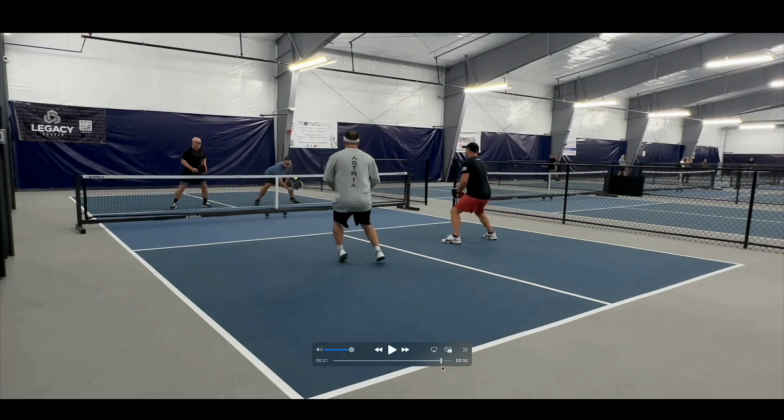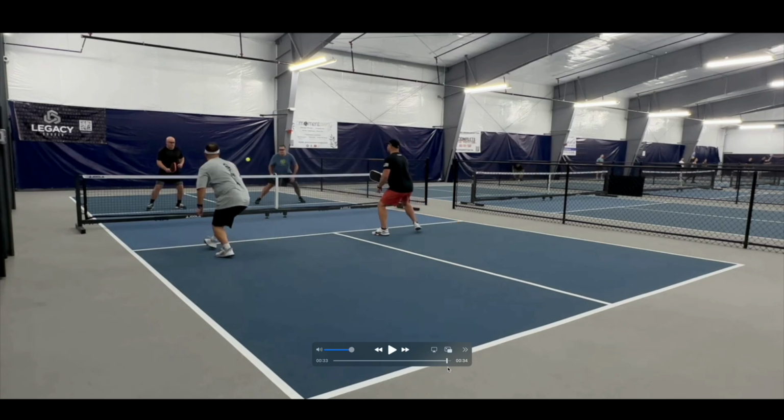The next one's a good drop again. Again, he's hitting up. He can't be offensive from down there, and that's why I come all the way. So he has to hit it short again, and then I can come up to the net.